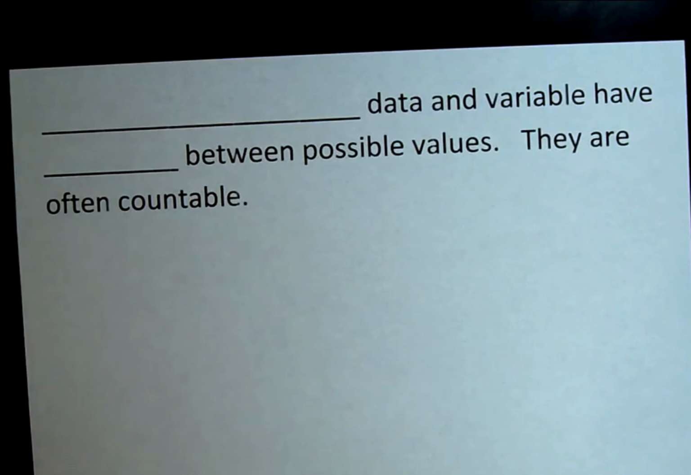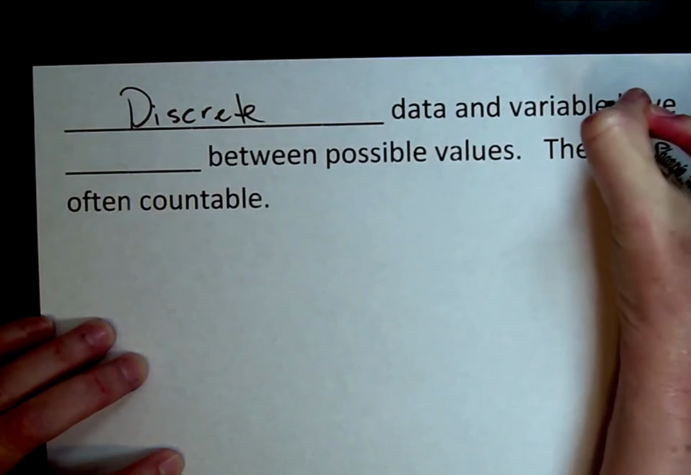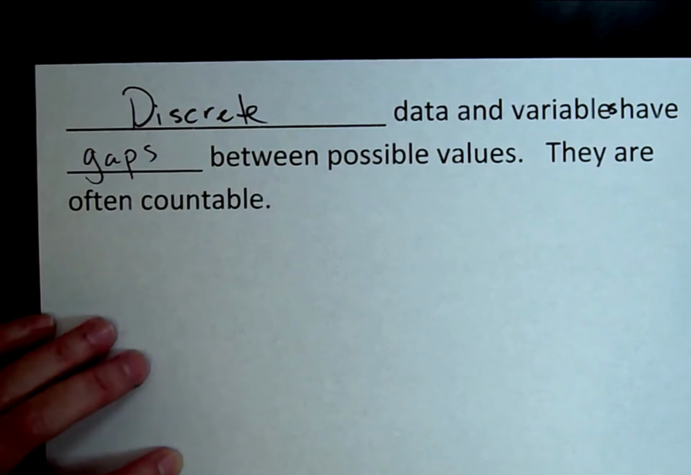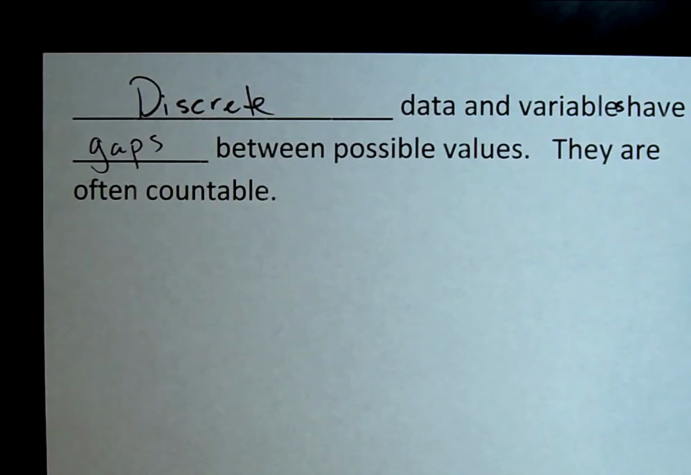On the other hand, discrete data and variables have gaps between possible values, and they're often countable. They often count things. So for example, let's say number of houses in a block, you're measuring that. Well, you can have 1, 2, 3, 4, 5, etc. houses. You can't have 1.7 houses in the block or 2.3. So there's gaps between the possible numbers of houses. There's a gap between the number 1 and 2, and then between 2 and 3. You don't get all the fractional values in between.